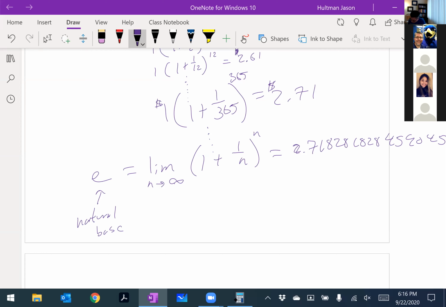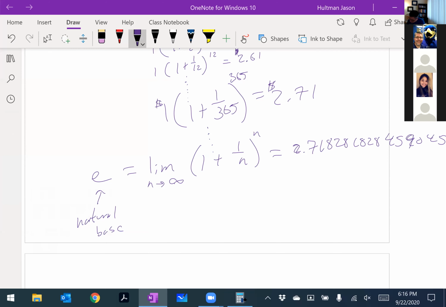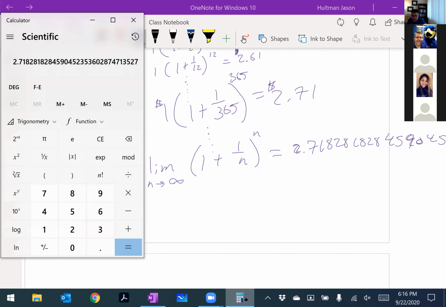Okay, and so on a scientific calculator, there's generally the EXP or the E key. I don't know, this has the E key, and you can see when I press the E key, it has 2.718281828 45 90 45, which is what I wrote out here. And that's the E, that's the natural base.